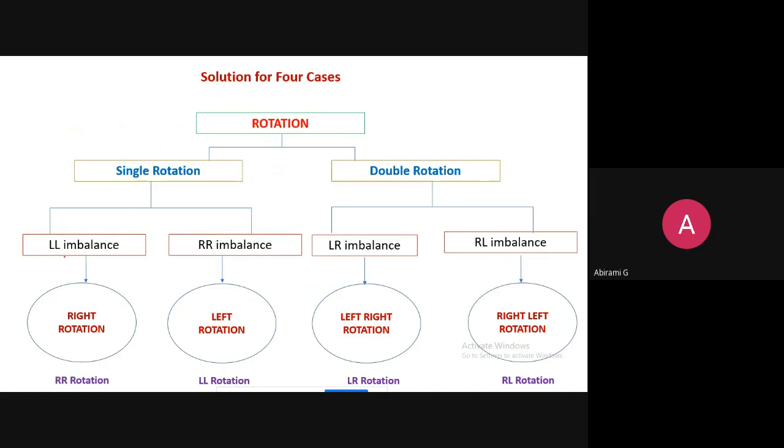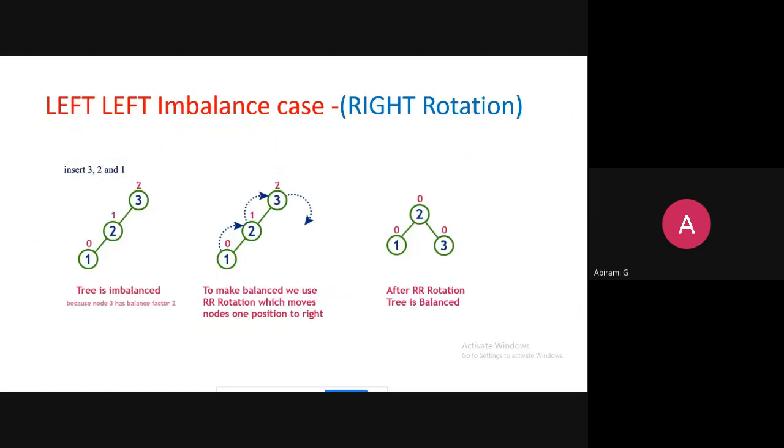If it is left-left imbalance, we do only a single rotation, a right rotation. If it is right imbalance, we do only a left rotation as a single rotation. If it is double rotation, LR imbalance means the rotation is left-right. If it is RL imbalance, then the rotation is right-left, but it's a double rotation. When we rotate, we first rotate the lower side, then the upper side. Let us discuss the example.